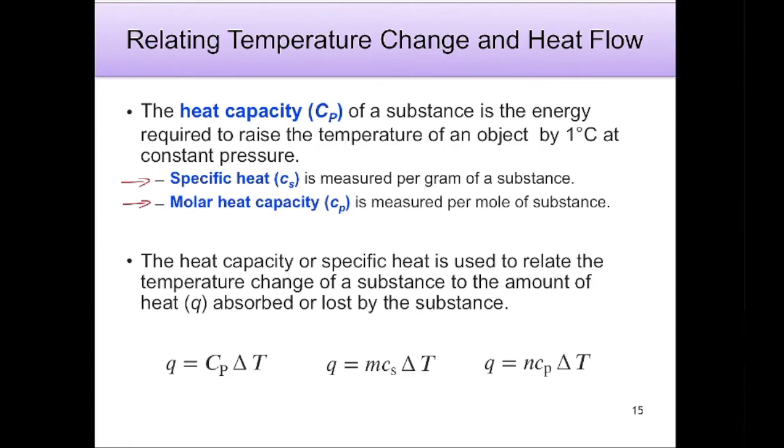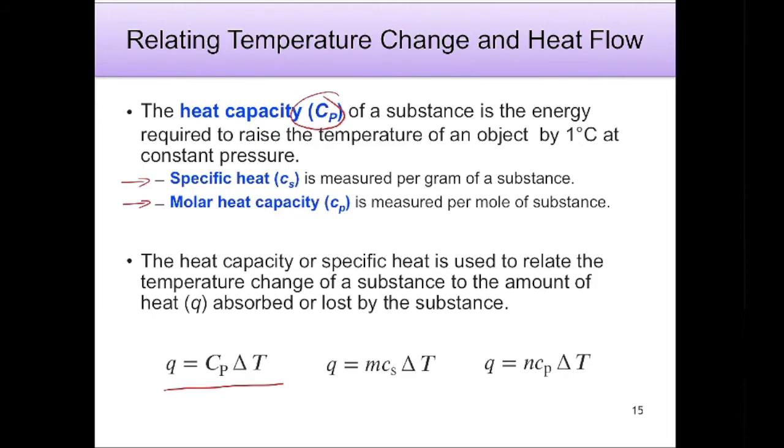So we use heat capacity or specific heat to relate the temperature change of a substance to the amount of heat absorbed or lost by that substance. And we can relate temperature to the change in heat through this equation here. So Q equals Cp, Cp again being the heat capacity, times the change in temperature.